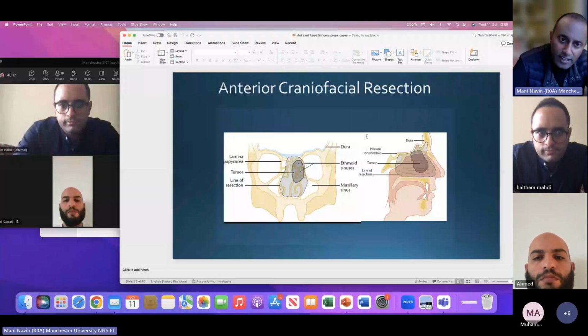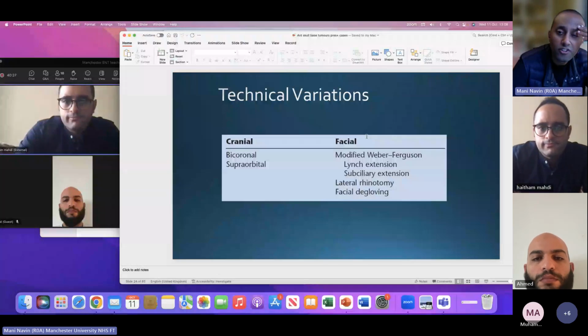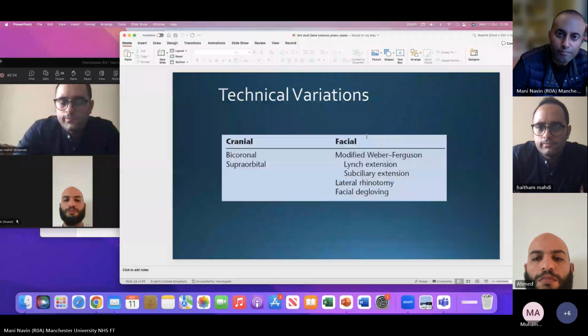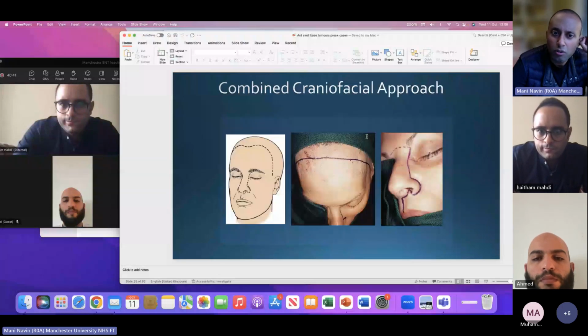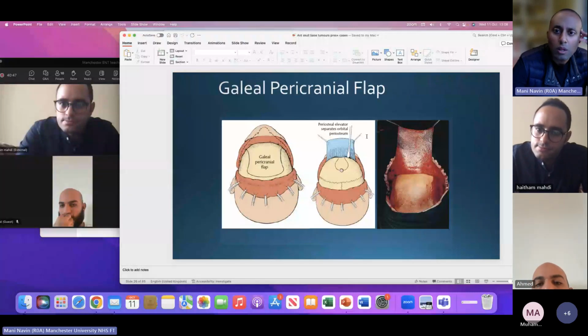As I said, you've got cranial approaches, either bicoronal incision or supraorbital incision, and your transfacial approach can be either a Weber-Ferguson, lateral rhinotomy, or mid-face degloving. So this is a typical example of a standard combined approach using a bicoronal and lateral rhinotomy incision.